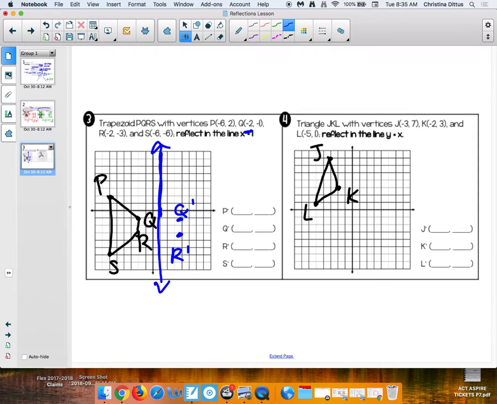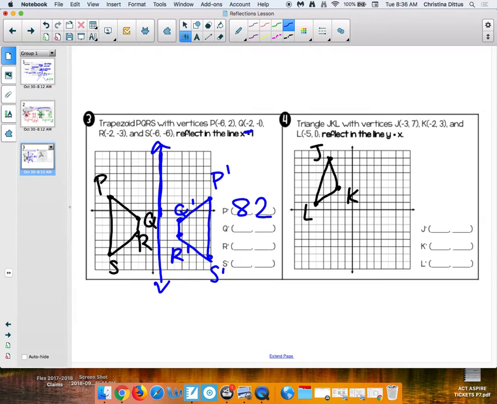7. 7. So we're on that last line. What is P's new coordinate? 6, 2. Close. 7, 2. Oh, 8, 2. Yeah.